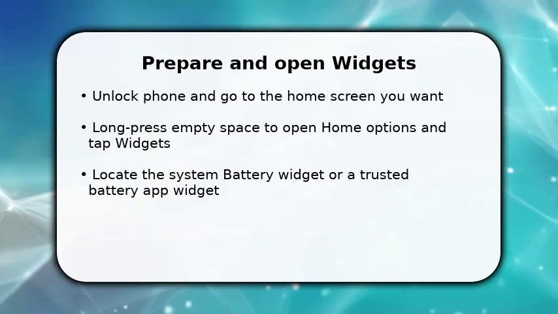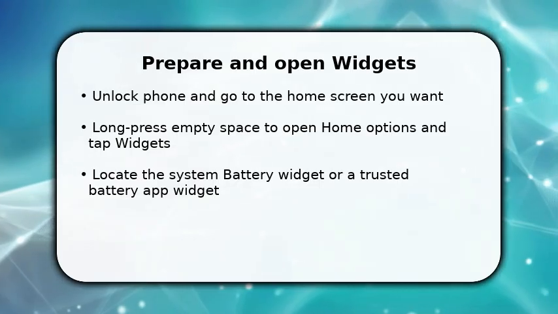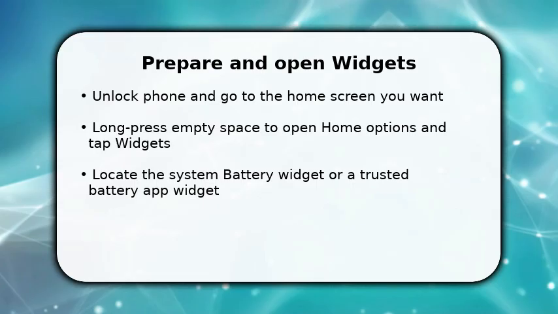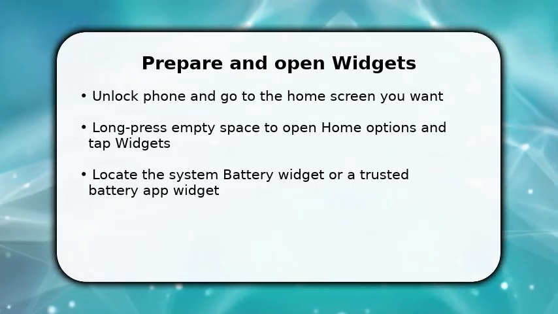Drag that widget toward the home page. Do this now so you can place it where it's visible. If a permissions prompt appears, allow battery or usage access so the widget can display accurate percentages and charging state.